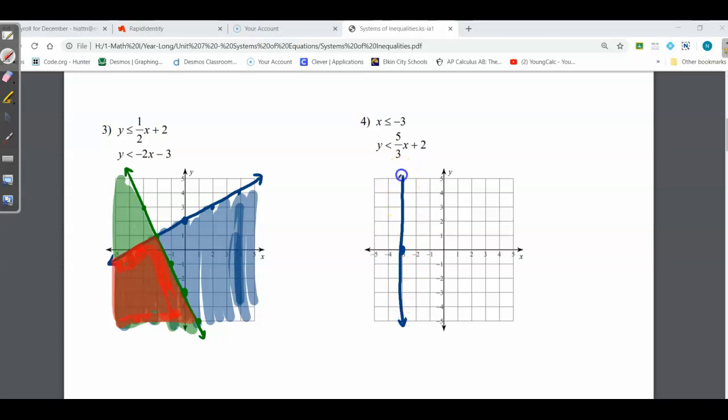I just realized that I messed up on the last problem. Notice I use a solid line when I have an or equal to. Over here on this problem, I was not supposed to use a solid line for that green line. So let's just go back and make that dotted.